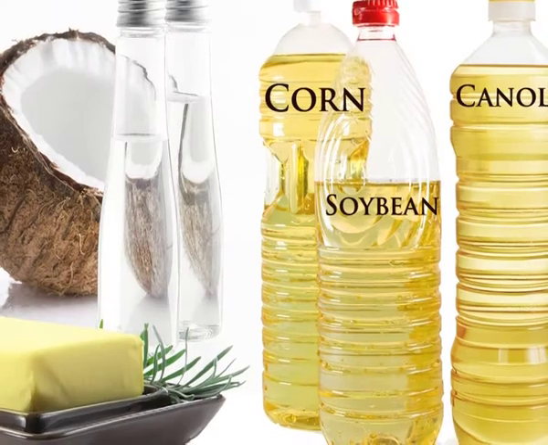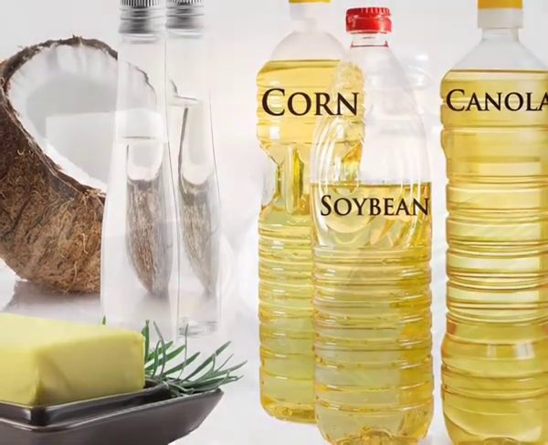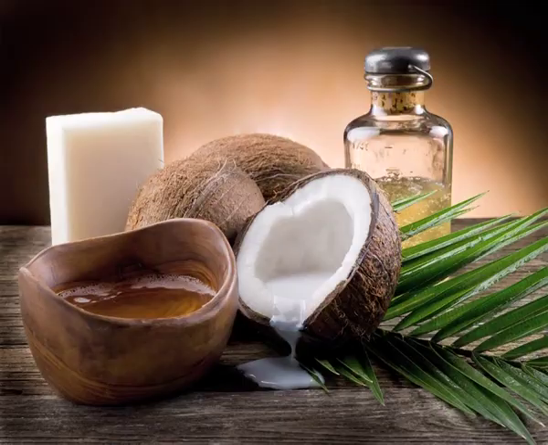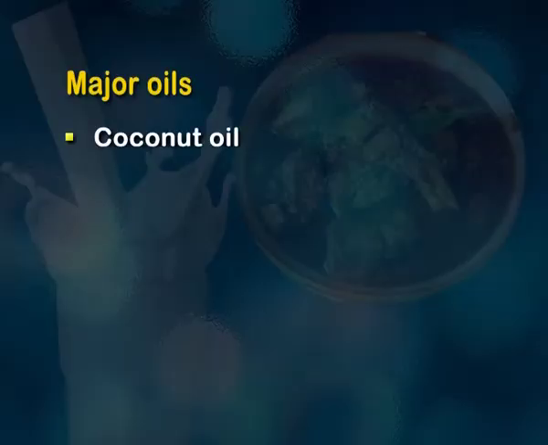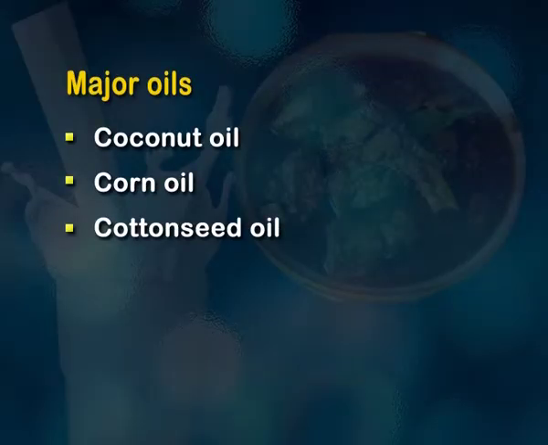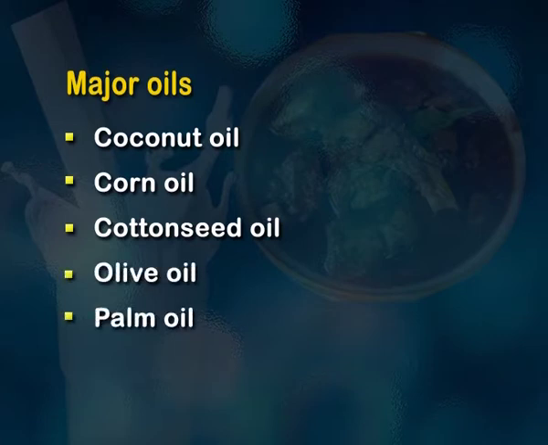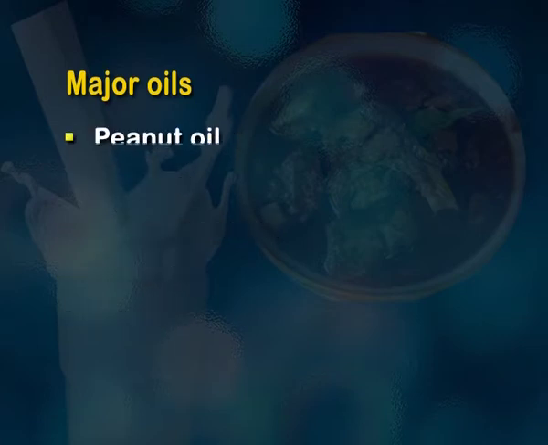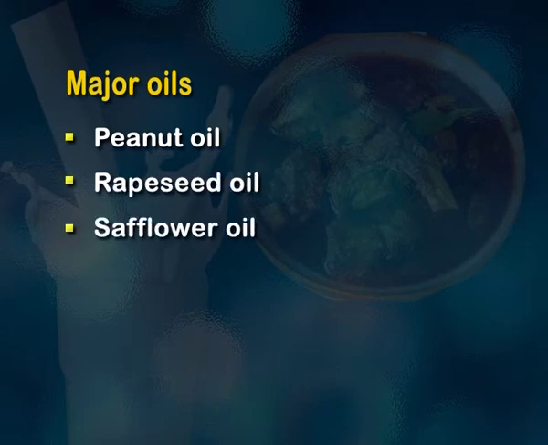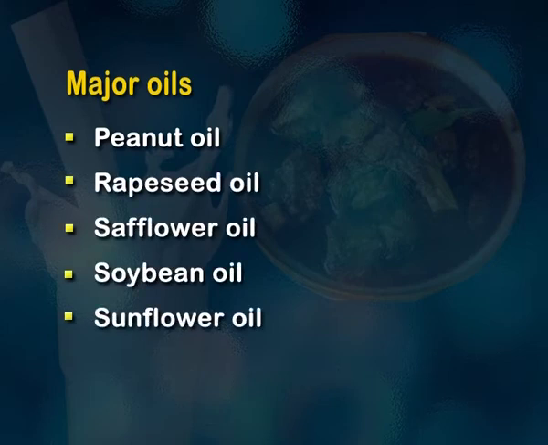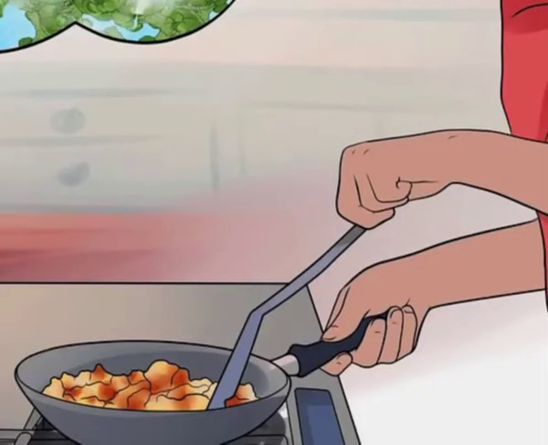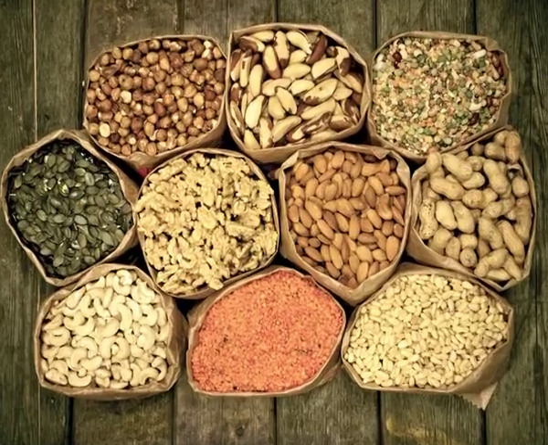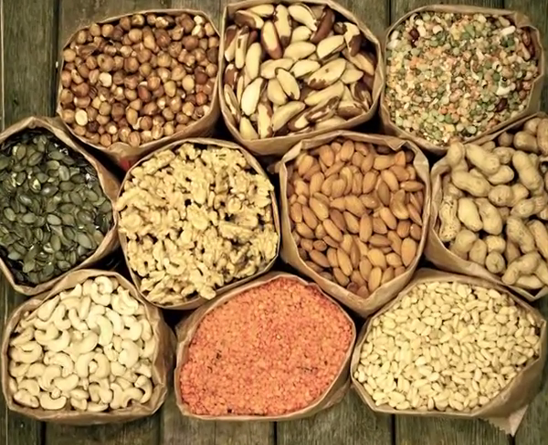Now let us look at some of the vegetable oils which are generally grouped in different kinds of classes. The major oils are coconut oil, corn oil, cottonseed oil, olive oil, palm oil, peanut oil, rapeseed oil, safflower oil, soybean oil, sunflower oil. These oils are generally used for cooking and other culinary purposes, apart from industrial and biodiesel applications also.